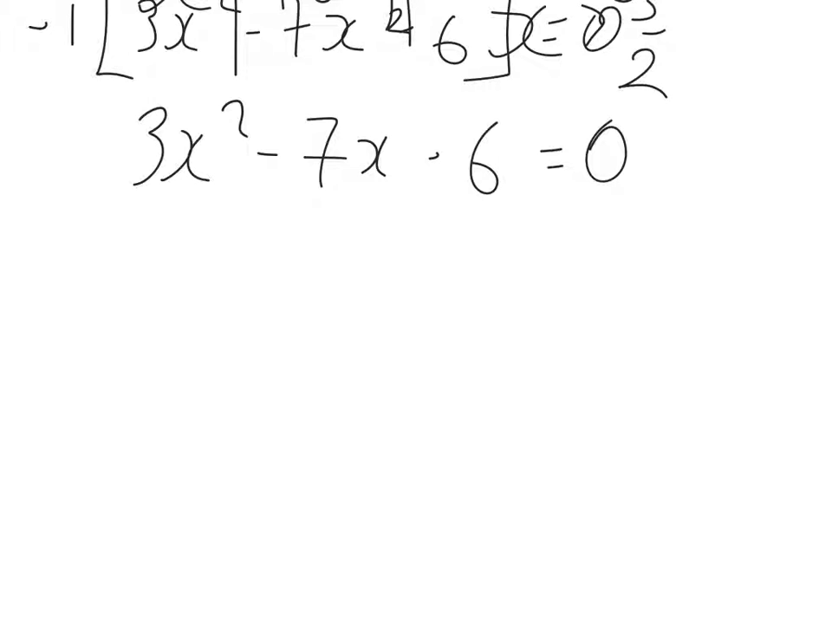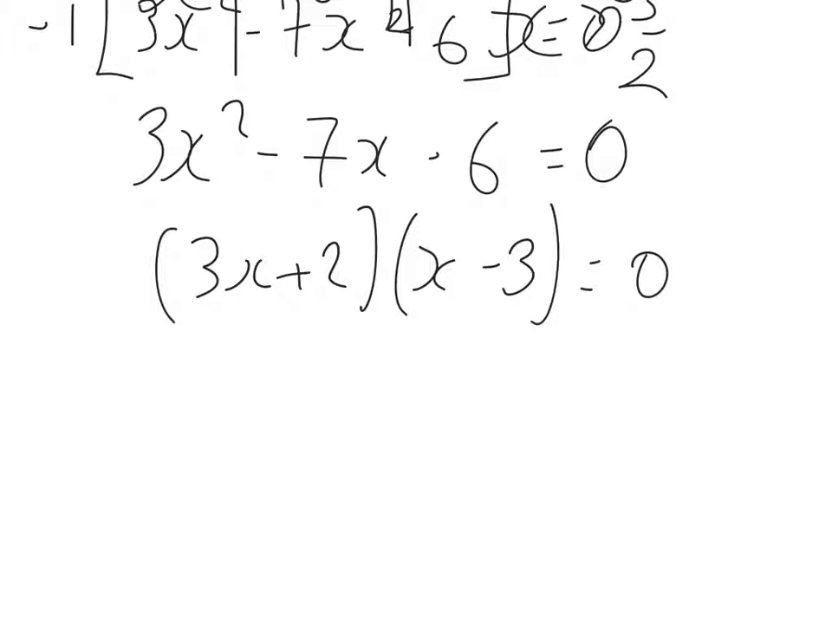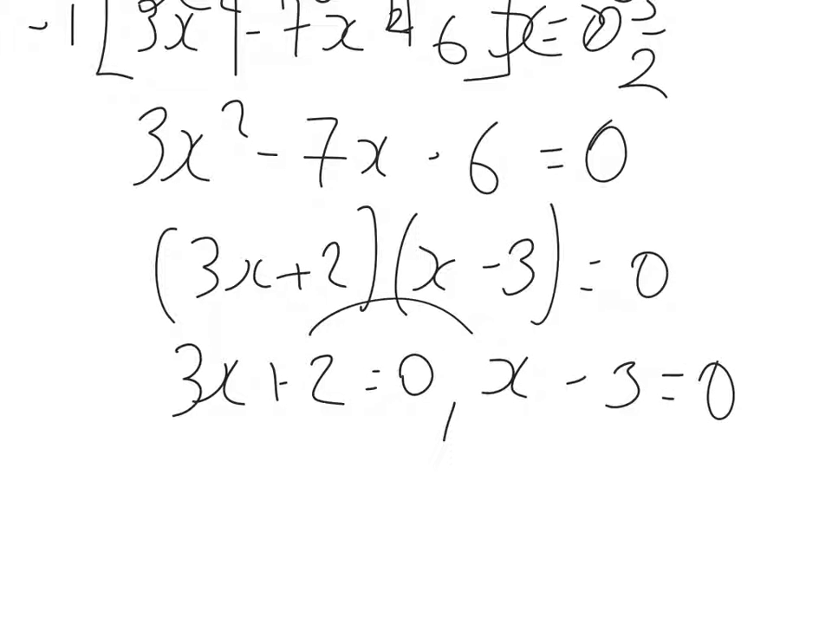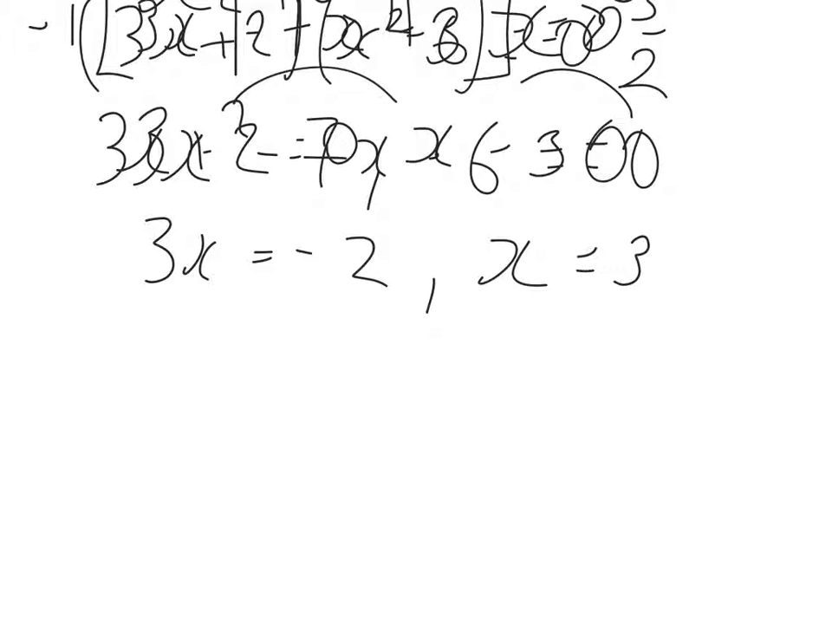I'll then factorise that. Whatever method you've got for factorising that, you go ahead and that will give you 3x plus 2 bracket x minus 3 is equal to 0. I then get 3x plus 2 is equal to 0, or x minus 3 is equal to 0. That'll be 3x equals minus 2, or x is equal to 3. And that will give me x equals minus 2 over 3 and x equals 3.